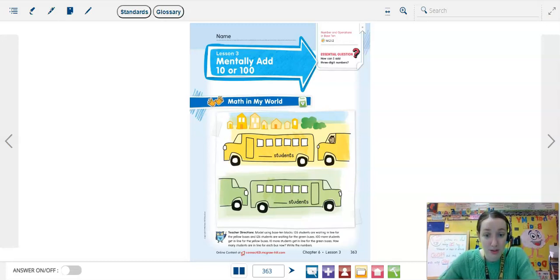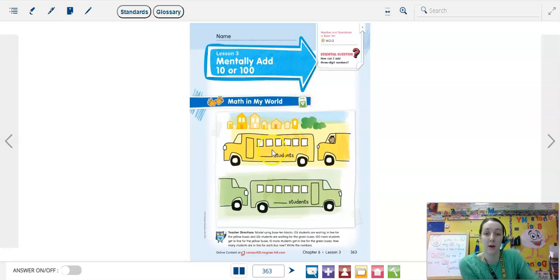All right, so we're going to model this using base 10 blocks. It says 126 students are waiting in line for the yellow buses, and 126 students are waiting for the green buses. 100 more students get in line for the yellow buses. 10 more students get in line for the green buses. How many students are in line for each bus now?